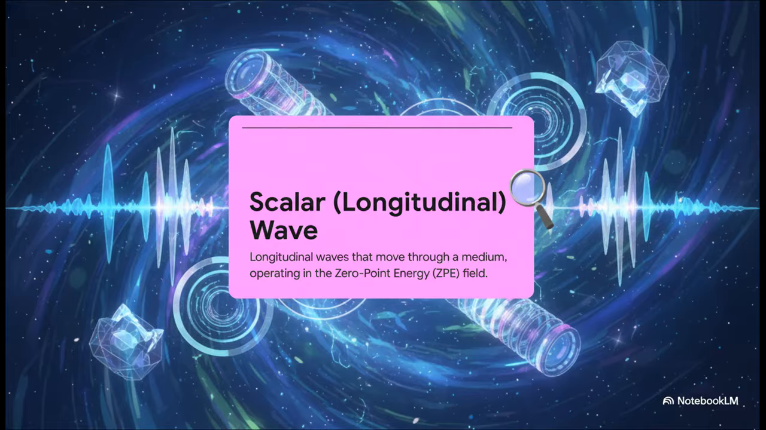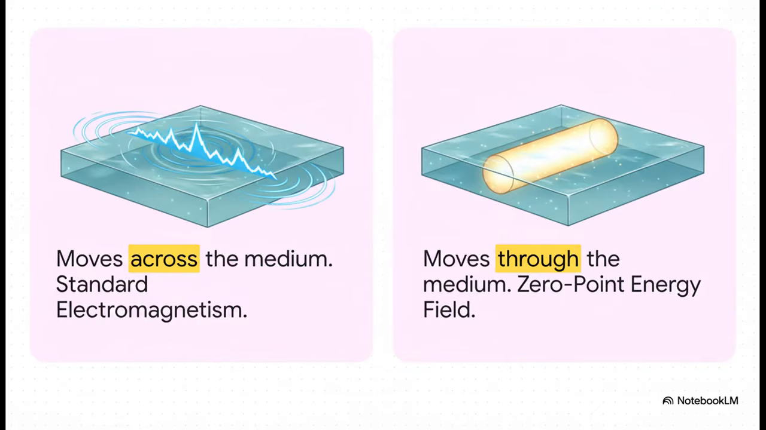But here's the crazy part. They don't move through air or water. They move through the very fabric of space, the zero-point energy field itself. And this right here, this illustrates the core difference perfectly. A transverse wave moves across a medium. A scalar wave moves through it. And because it operates in that zero-point energy field, it just bypasses the normal rules of electromagnetism. That's why your standard energy shields are completely useless against it.